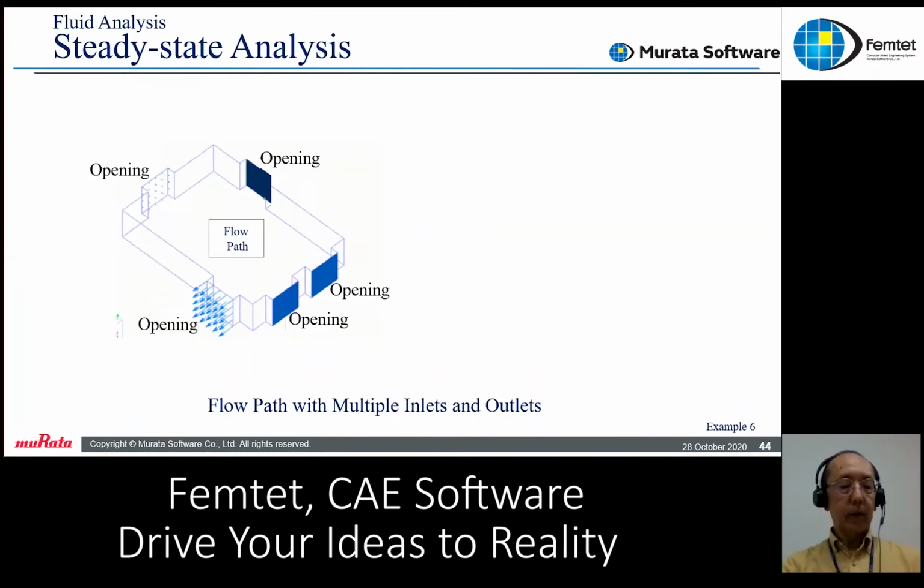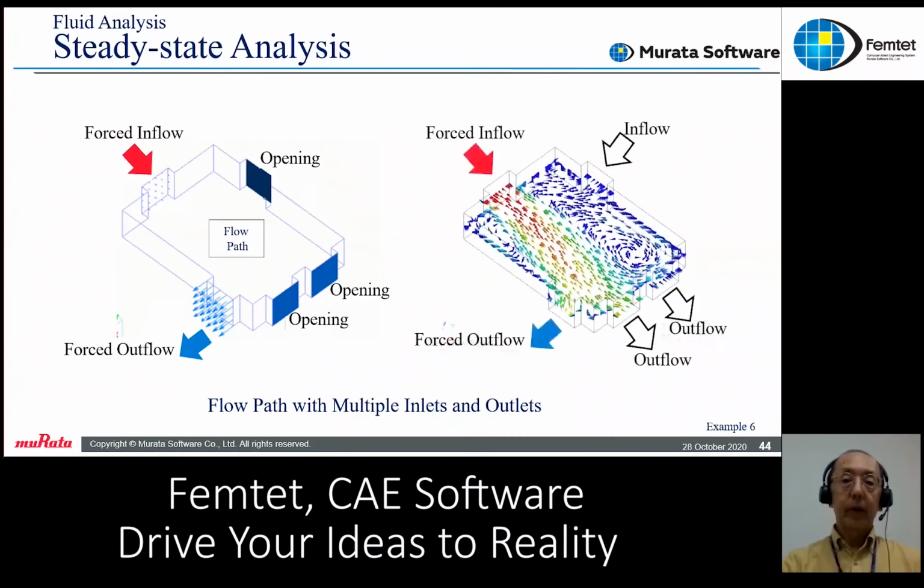Here is an example of steady-state analysis. The analysis model has 5 openings, and in the center is a flow path. Forced inflow is set here, and the flow velocity is specified. Forced outflow is set here. The pressure is specified. Now we are looking at the results. At the 3 openings, the flows are mostly going out.